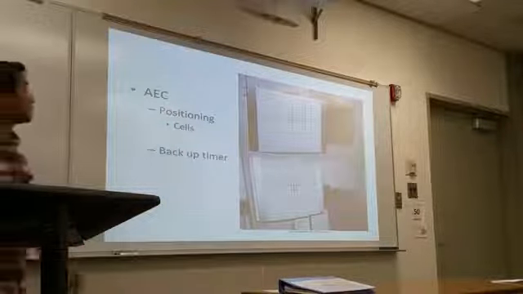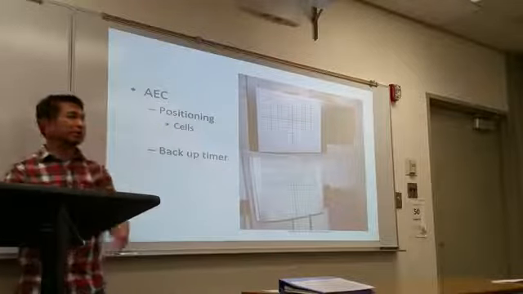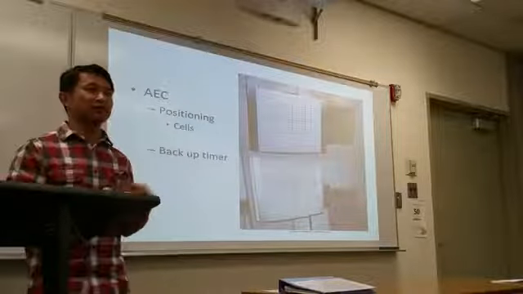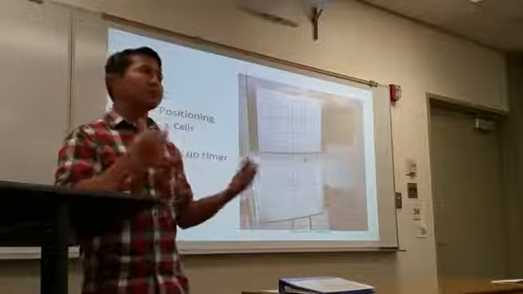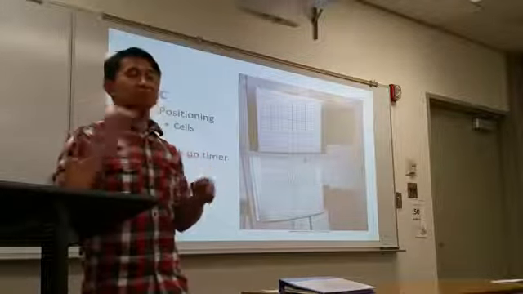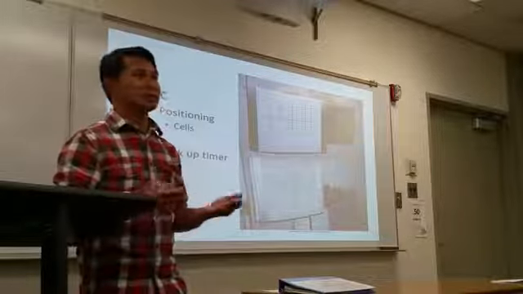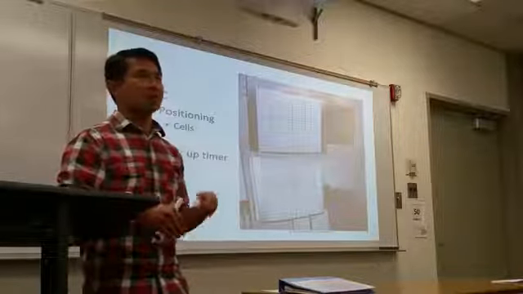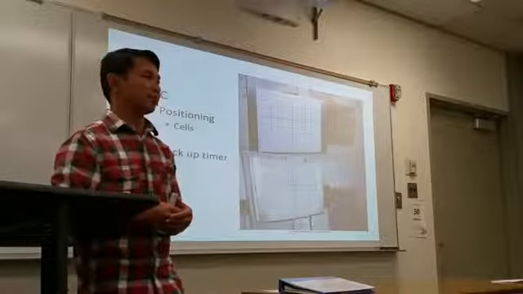And of course, all AEC devices have a backup timer in the event that it doesn't terminate the exposure. The backup timer is usually set at 150% above your timing, which sounds like a lot, but in terms of how much time selection there is, it's a fraction of a second. If you set your time at 0.5 seconds, 150% above that would be 1.5. So it's just like that.